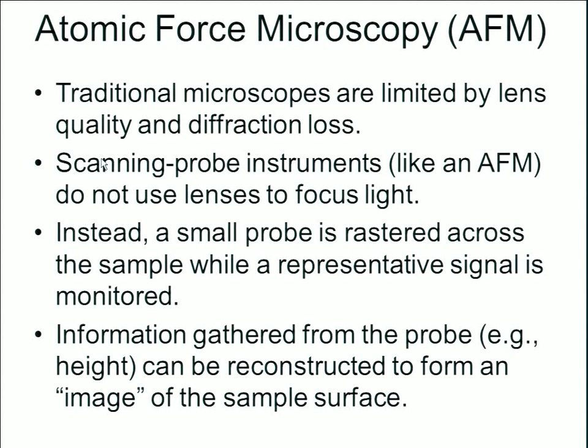Scanning probe instruments, however, don't use lenses at all to focus light. Instead, we use a small probe, we raster it across a sample, and we capture the information from that tip-sample interaction as some type of signal. If we keep track of where we were scanning, X and Y coordinates, and then we plot the information we gathered as a Z coordinate, we end up with a three-dimensional kind of map of our sample surface.